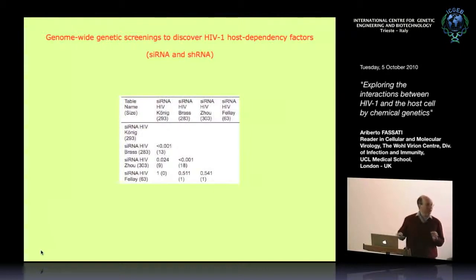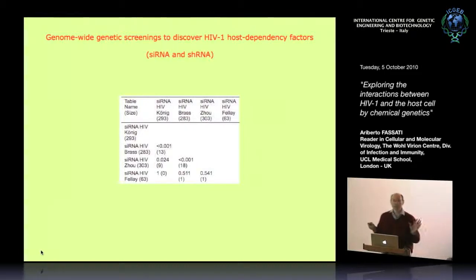Well, look at the problem here. This is a very powerful technique. I'm not saying it's not. It's very good, of course, and we can get a lot of information, but we need to be careful about it because, for example, this screen hit 293 genes important for HIV replication, 283, 303, 63. When you look at them and try to cross-match which genes are important, actually very few seem to match. 13 here, 9 here, if you cross this and that, or 18 between this study and that study.